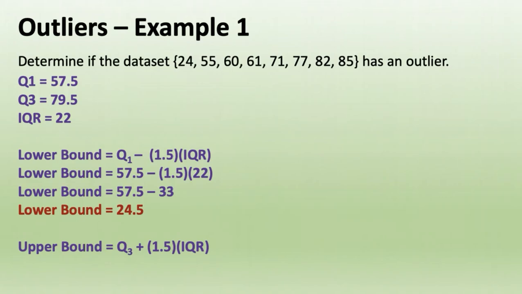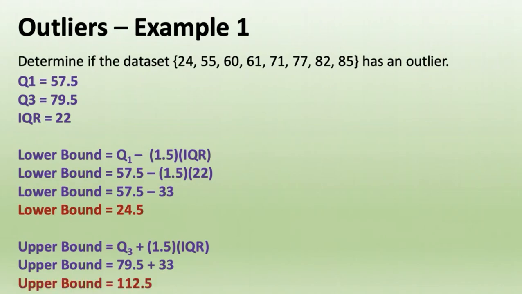Remember, this is the formula for the upper bound. This time I plug in Q3. I don't have to calculate 1.5 times IQR again because I already did that. Remember, that was 33. And Q3 was 79.5. So I add these values, I get 112.5. That's my upper bound.